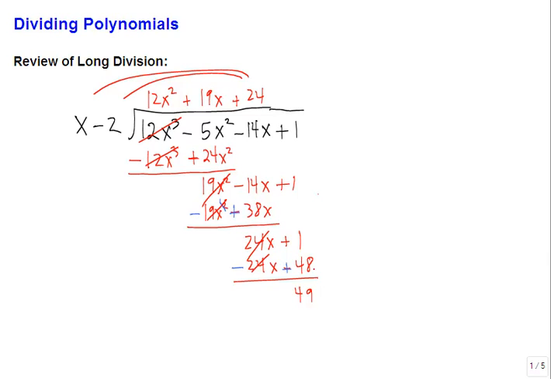So a couple of terminology here. This, as I've mentioned, is called your divisor. This is the original polynomial. Sometimes we'll call it p of x. This up here is called our quotient, and that's the result of doing our division. And then this number down here is called our remainder.